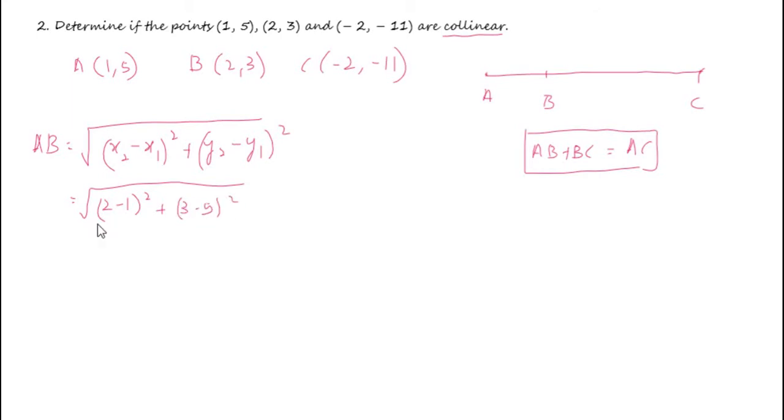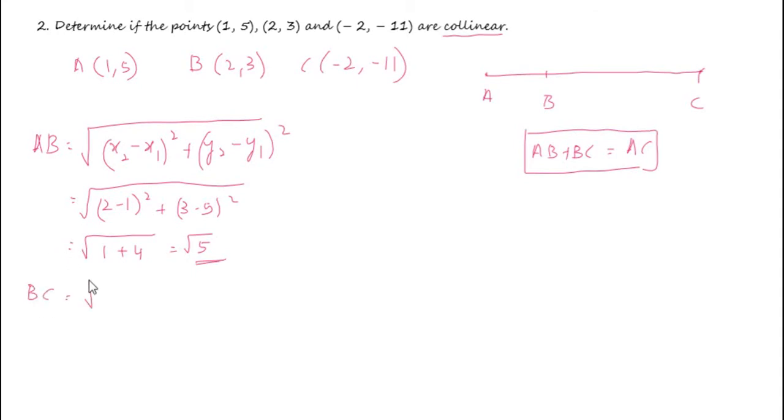That is equal to square root of 1 plus 2 square, that is 4. Answer is root 5 units, that is AB. Let us find out BC.